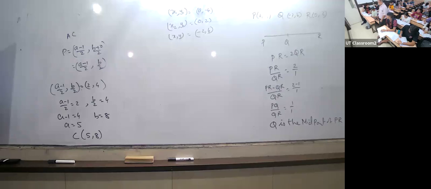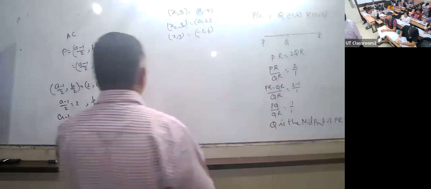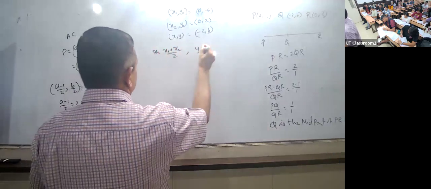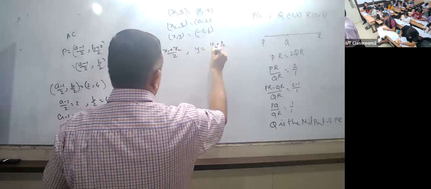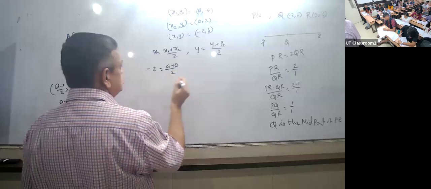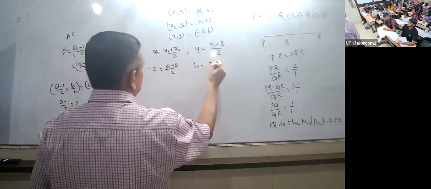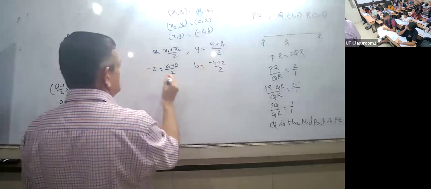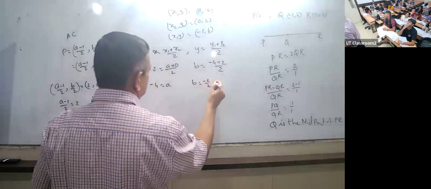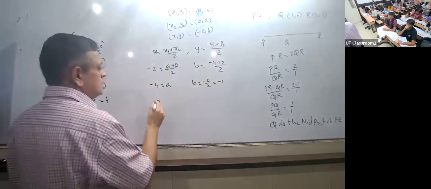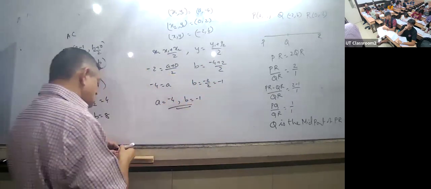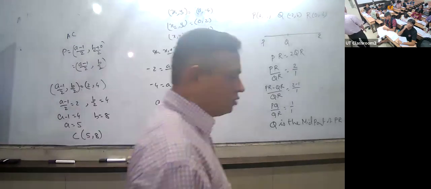Now the formula: substitute x is equal to (x1 plus x2) upon 2, y is equal to (y1 plus y2) upon 2. Replace x with minus 2. a plus 0 divided by 2. Then y, b is equal to (minus 4 plus 2) divided by 2. Then b is equal to minus 2 by 2, minus 1. That is it. a is equal to minus 4. b is equal to minus 1. These are simple things. All the required steps I am giving. If not followed, you tell me.